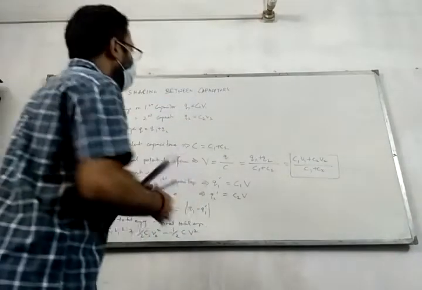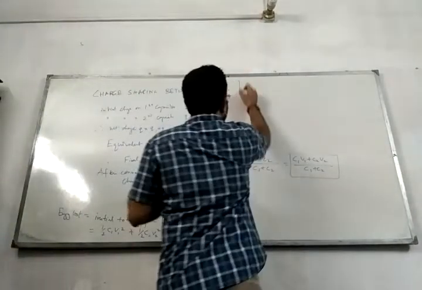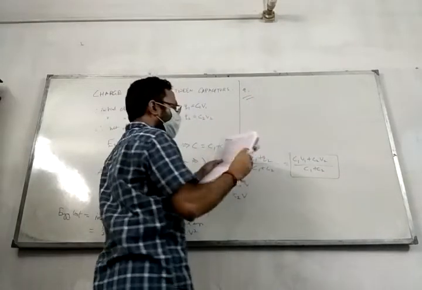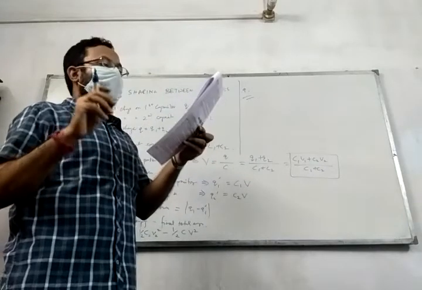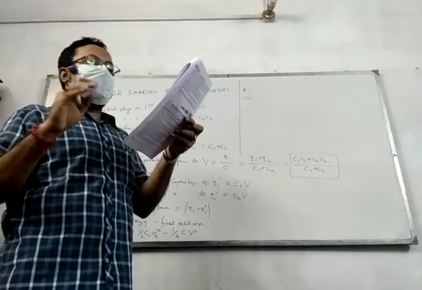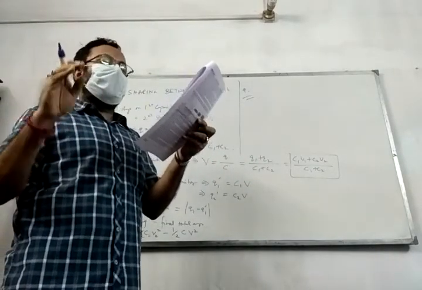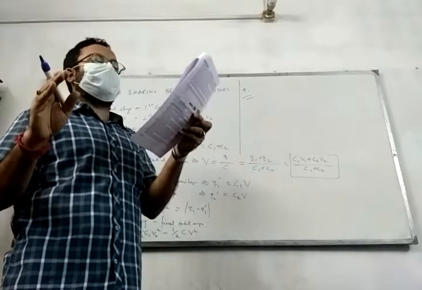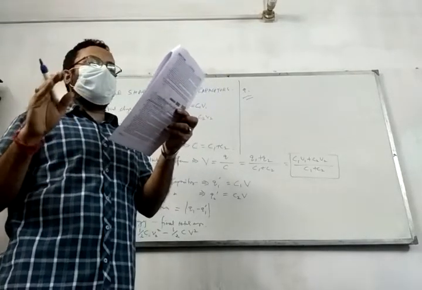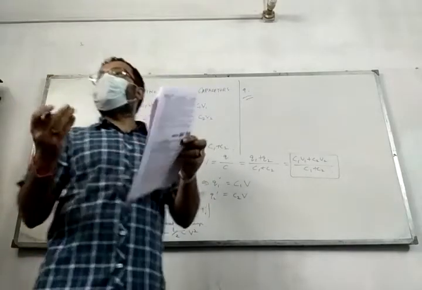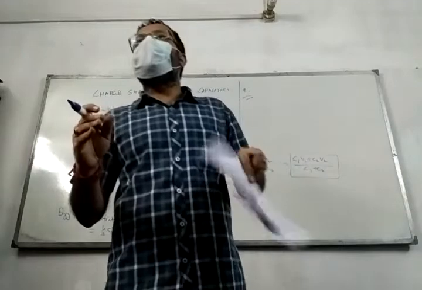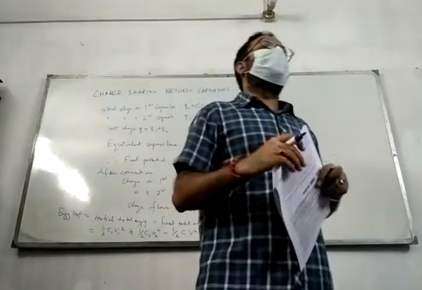Well, question number 9. Question number 9 says a 600 picofarad capacitor is charged by a 200 volt supply. It is then disconnected from the supply and connected to another uncharged 600 picofarad capacitor. How much electrostatic energy is lost in the process?